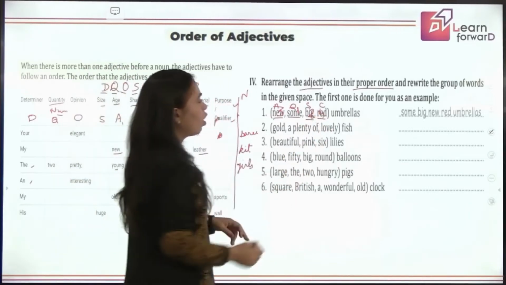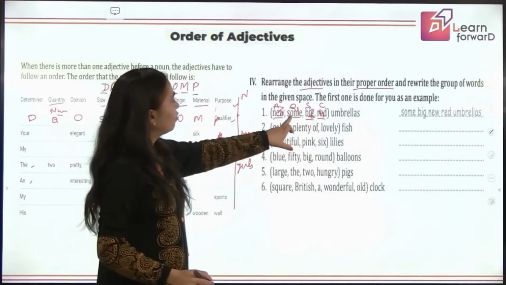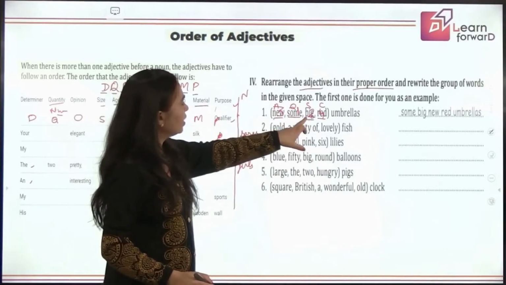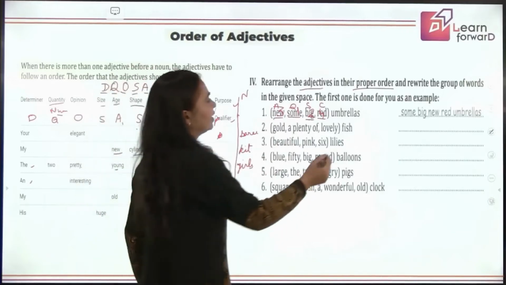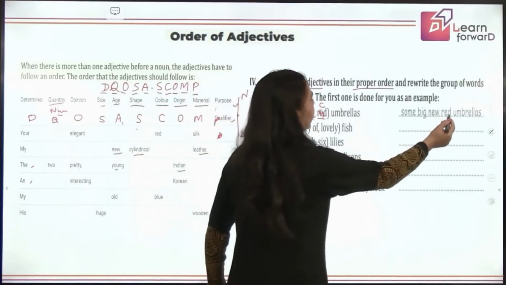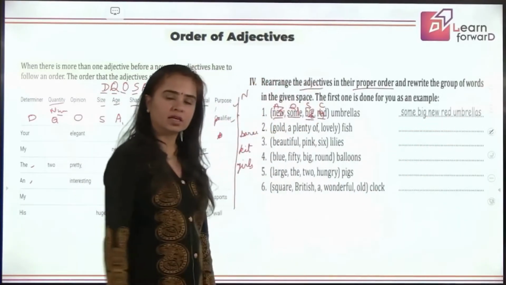So how will you order them? Can you see these? Number 1 is some, number 2 is big, number 3 is new, number 4 is red. So we will write like this: some big new red umbrellas. Is that clear to you?